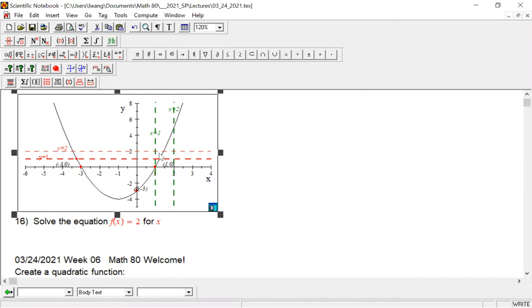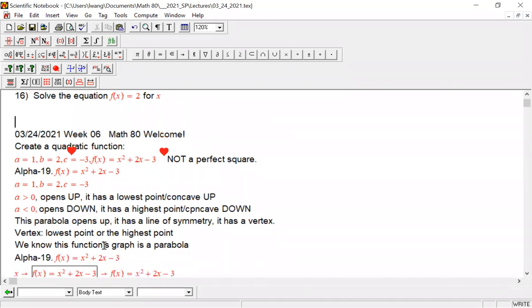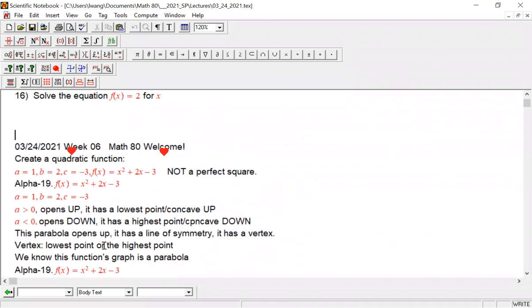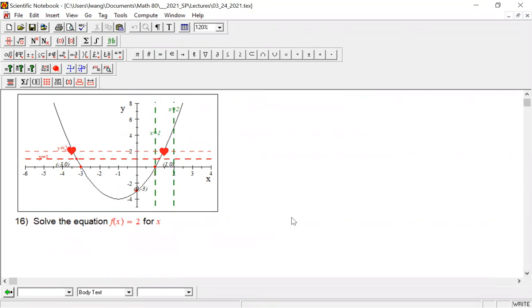That's pretty clear. Next, we want to find out these two points. Is that clear, everybody? That's the thing we want to find out. Sorry, hold on. Okay, there, we got it. We want to find the location of these two points. And how do we do that?